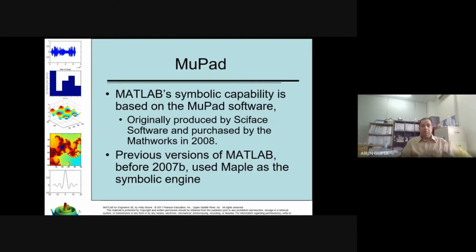A little bit of history about where symbolic comes from. Basically, this symbolic was developed by an independent software company called Newpad. They developed software that can solve mathematical equations. Earlier, it was not part of MATLAB, but later on they bought Newpad and connected it with MATLAB to solve the symbolic part. As it says here, previous versions before 2007 don't have it.